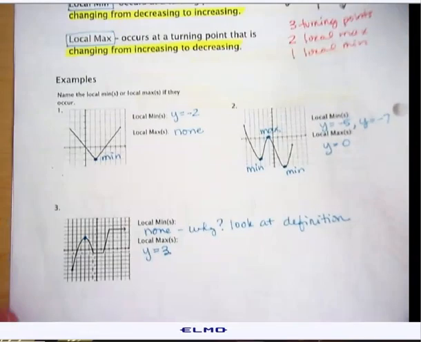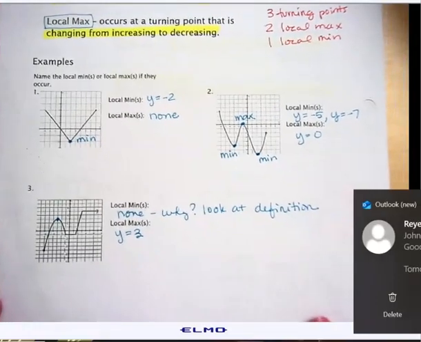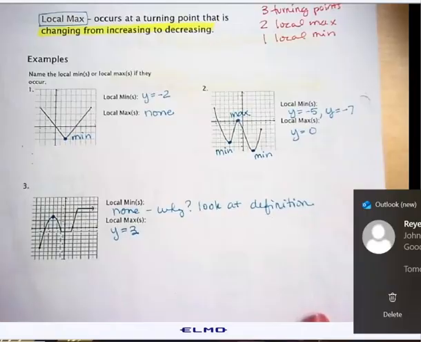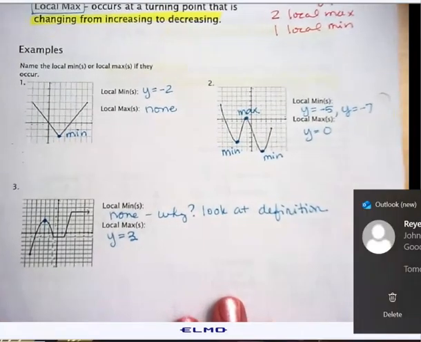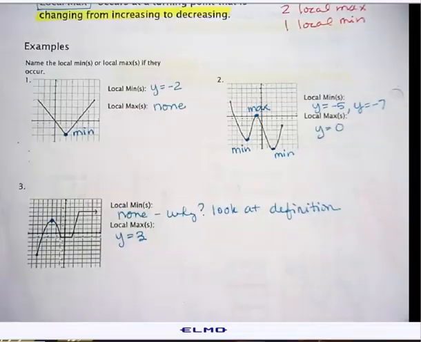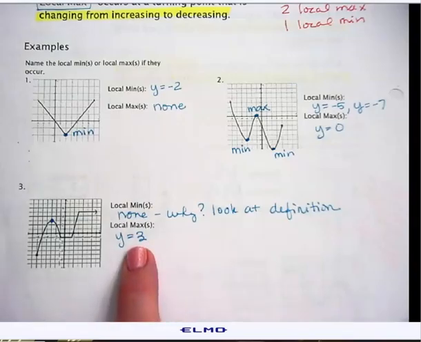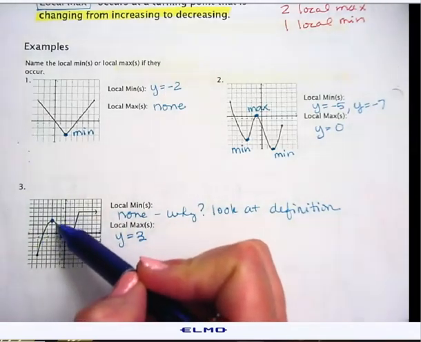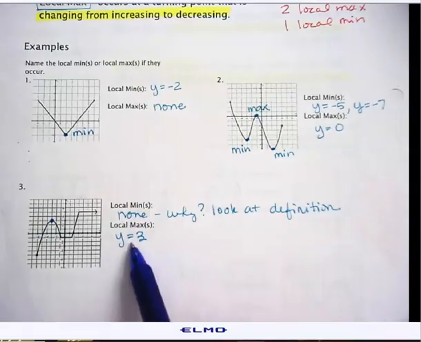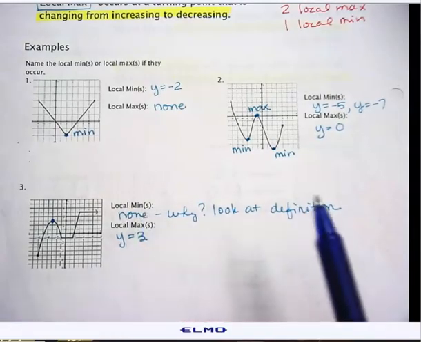All right, here are my answers to those. Take a moment and compare yours to mine. For number 2, there are 2 mins at y equals -5 and y equals -7, and there's 1 max at y equals 0. And then for number 3, I'm going to start with the local max. There's a max at y equals 3. It goes from increasing to decreasing, so that fits our definition, but there are no mins.